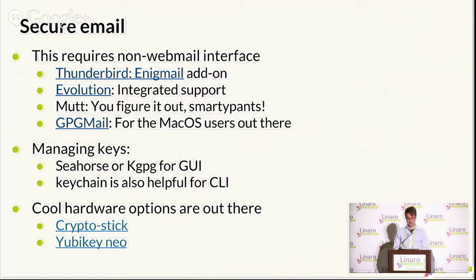Evolution has integrated support. For Mutt, I say you can figure it out yourself. But I'm told actually it just works, but I'm a little skeptical. I think it depends on which oral tradition your config file is based on. And then for macOS users, there's GPGmail.